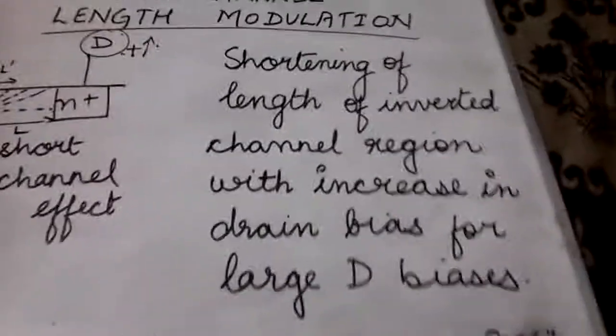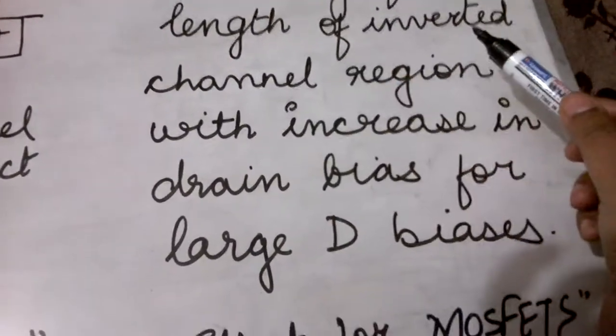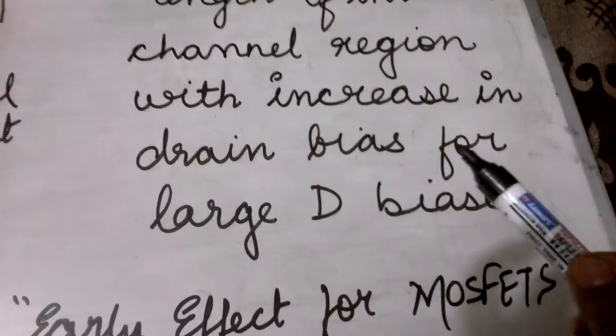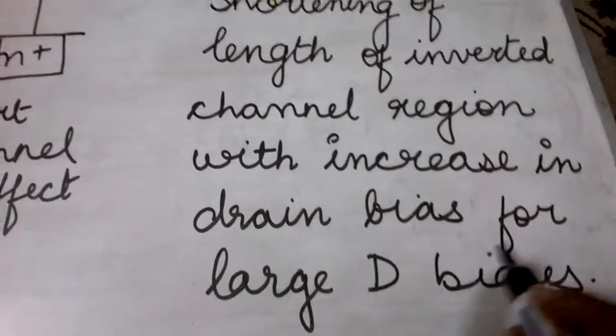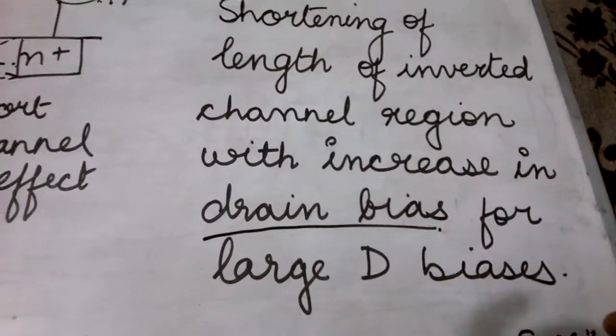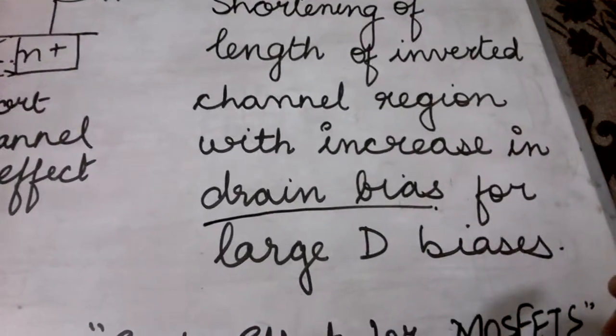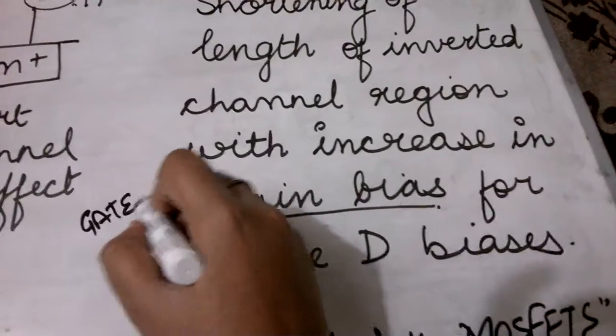So let's see the definition. Channel length modulation is basically the shortening of the length of the inverted channel region with increase in drain bias for large drain biases. Okay. Now, it is to be noted that by increasing the drain bias only, this channel length modulation is occurring. Once this was asked in the GATE exam.